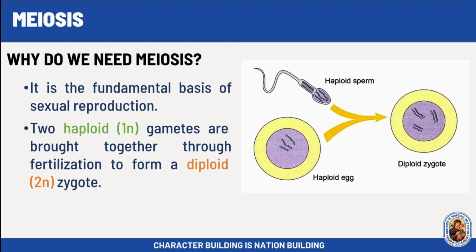So, why do we need meiosis? In the fertilization of a zygote, the DNA material of a zygote comes from both cells, the haploid sperm and the haploid egg, wherein we take half of both our parents' DNA so that we could produce a new organism.